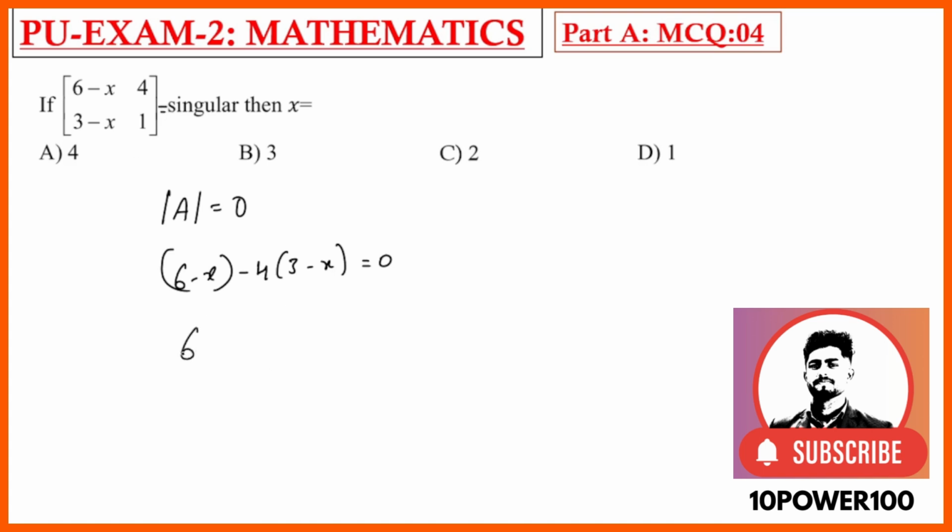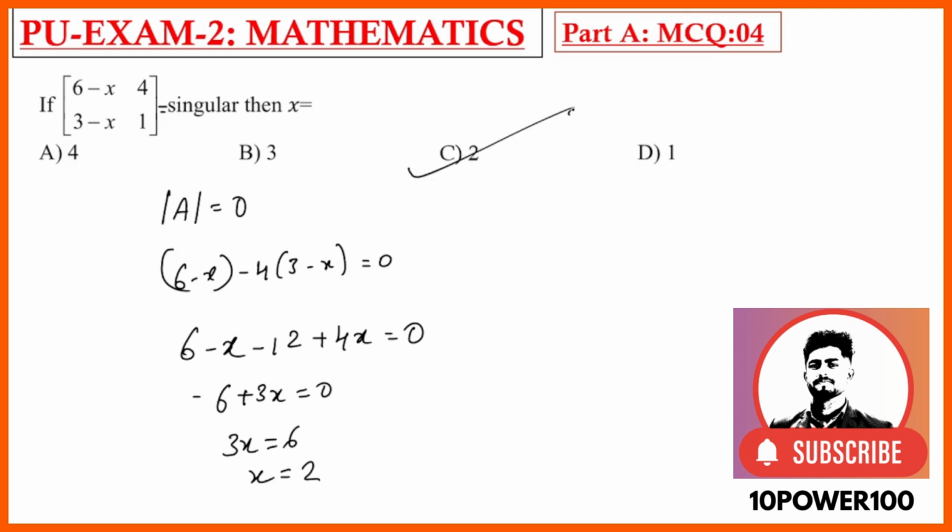So next is 6 minus x minus 12 plus 4x is equal to 0. If we solve this, 6 minus 12 is minus 6, and it becomes plus 3x, equal to 0. So it is minus 6. So 3x is equal to 6 and x is equal to 2. Yes, x is equal to 2 is the answer. So option C, 2 is the answer.